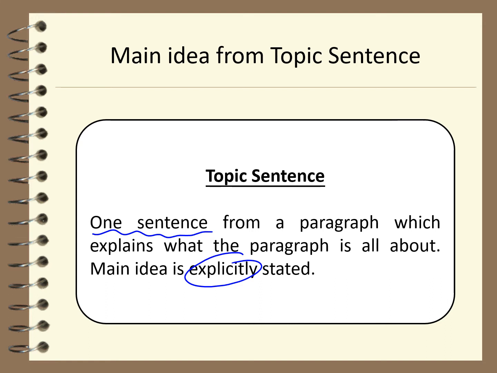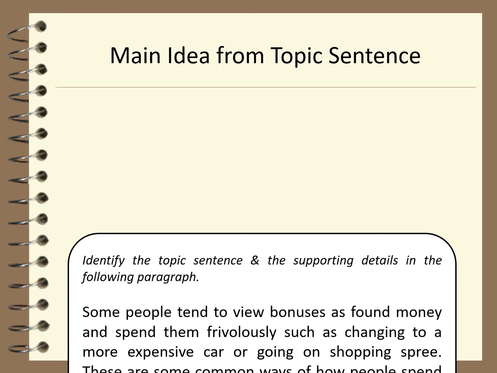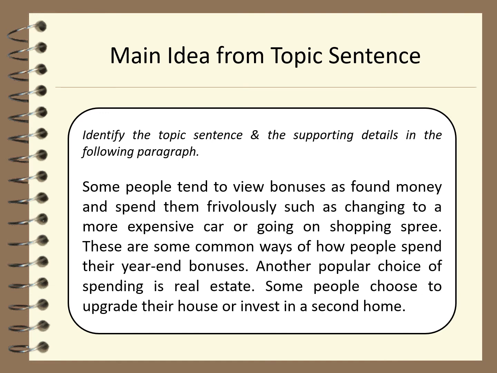Now, topic sentence is explicitly stated. What does it mean by explicitly? It means clearly. It means obviously stated. In other words, just by reading that one topic sentence in that paragraph, you know automatically what the paragraph is telling you about. Okay, it is explicitly stated, it is clearly stated in the paragraph. Now let's try to identify the topic sentence in this paragraph.